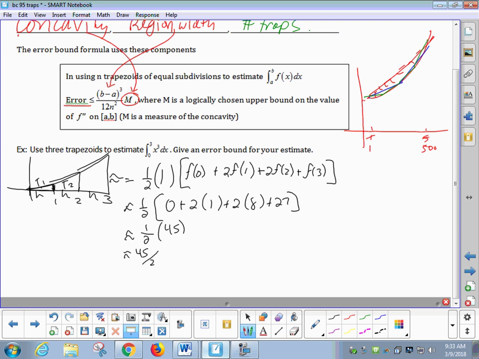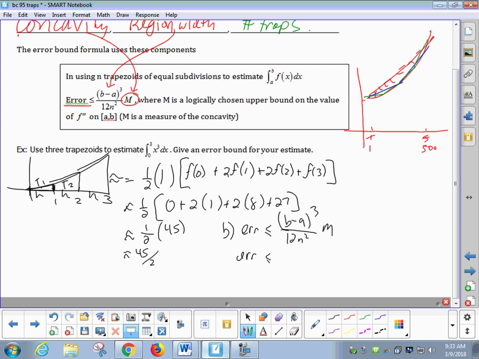So please don't say the error is this. Say the error is less than this. I'm giving a bound for my error. I'm saying I can be sure my error is less than this number. Now, the b minus a and the n, those I plug in first because they're just plugging and chugging. The m, I'm going to find off to the side.